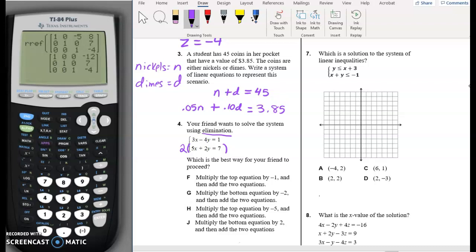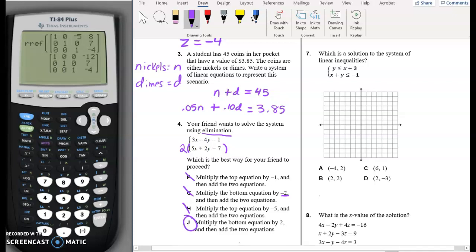Now, looking at my answer choices. Letter F tells us to multiply the top equation by -1. That doesn't work. G wants us to multiply the bottom equation by -2. We had +2, so that doesn't work. H tells you to multiply the top equation by -5. Nope, that's nowhere close. And then J says to multiply the bottom equation by 2, which is what we did, so J is our answer.